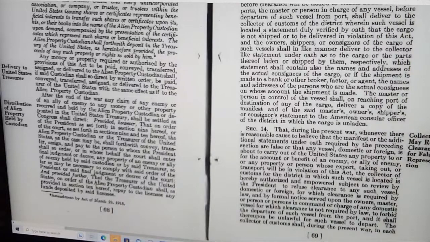The master or person in control of the vessel shall, on reaching port of destination of any of the cargo, deliver a copy of the manifest and of the said master's, owners', shippers', or consignors' statement to the American Consular Office of the district in which the cargo is unladen.